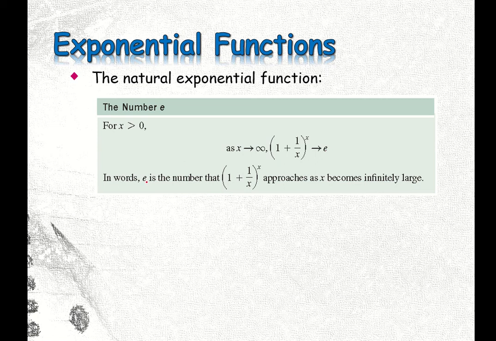So in words, e is the number that this quantity, 1 plus 1 over x raised to the power x, approaches as x becomes infinitely large. In other words, if you increase the value of x to a very huge number, then the value of this whole quantity will approach this number e. And we know that the number e is approximately equal to 2.7182818, and so on and so forth. Alright, so this is for the natural exponential function.